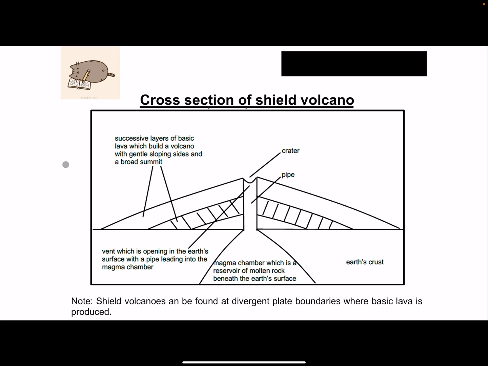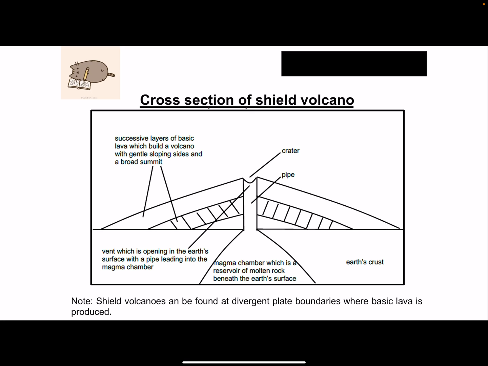Now, how do you draw a cross section of a shield volcano? These are your key annotations. You need to tell me what the layers are, where you find the crater, where you find the pipe, and the vent, which is the opening near the top of the pipe. Okay, where the crater is. It is the opening on the Earth's surface, with a pipe leading to the magma chamber.